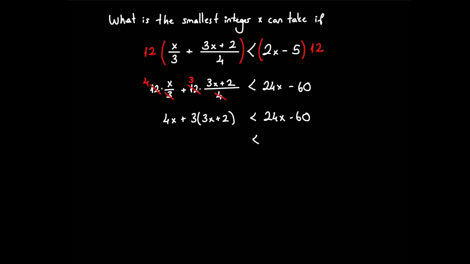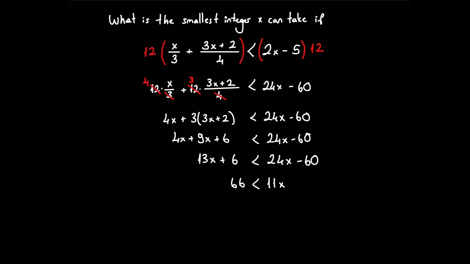Now let's continue again. On the left hand side we will have 4x plus 9x plus 6. Right hand side will be the same. So here we will have 13x plus 6 lower than 24x minus 60. I will pass 13x to the right hand side and minus 60 to the left hand side of the inequality. So I will have 11x greater than 66. From here I will divide both sides of the inequality by 11. So I will have x greater than 6.